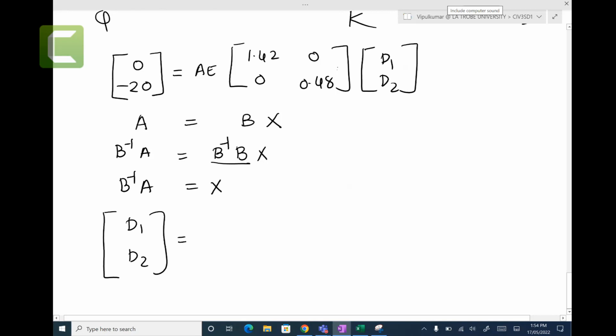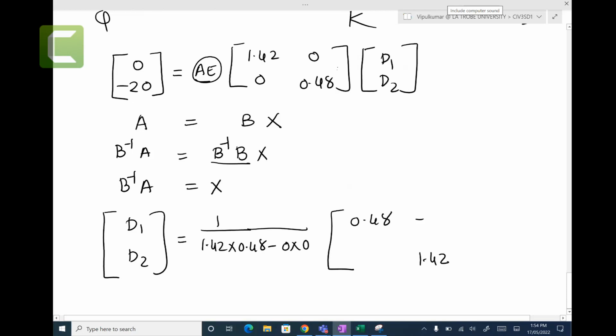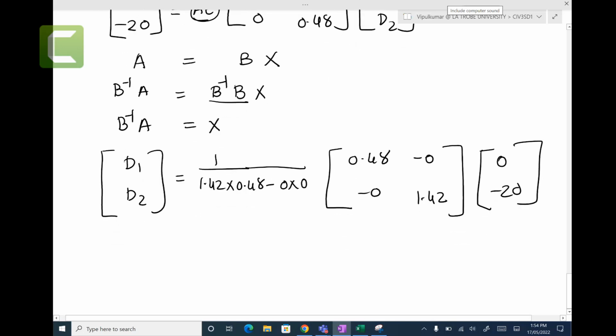is equal to B inverse. Let's keep this one separate right now. B inverse is 1 over 1.42 times 0.48 minus 0 times 0, and we swap this diagonal and we put the minus sign in front of 0, but that does not matter. And then you multiply by 0, minus 20. If you don't know the B inverse, please give me 1 minute here and I will explain this one.